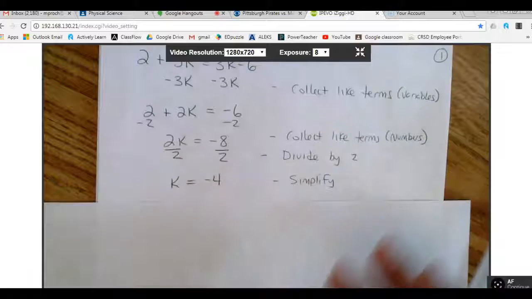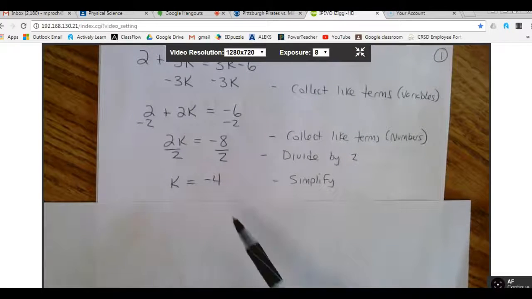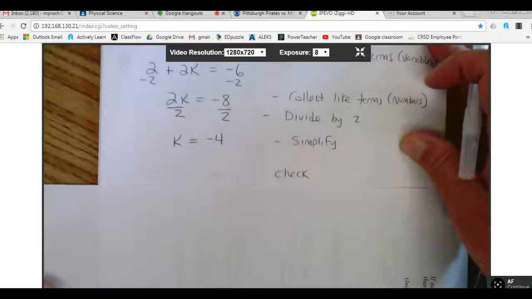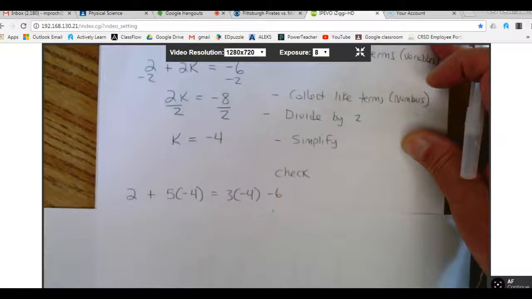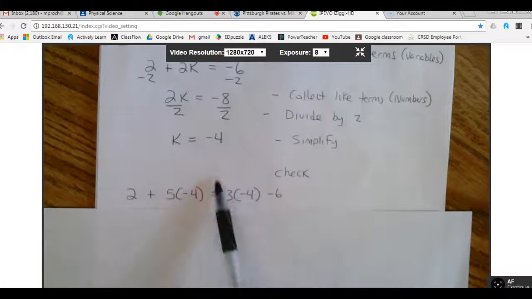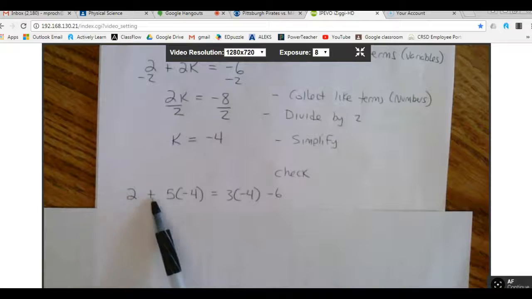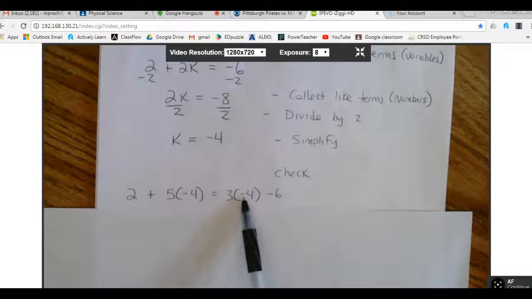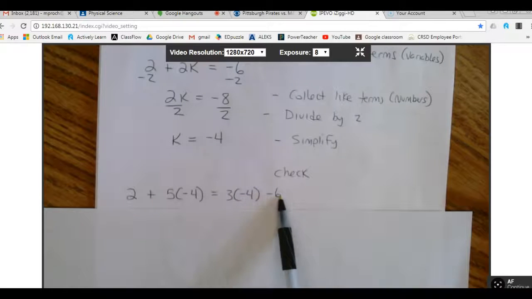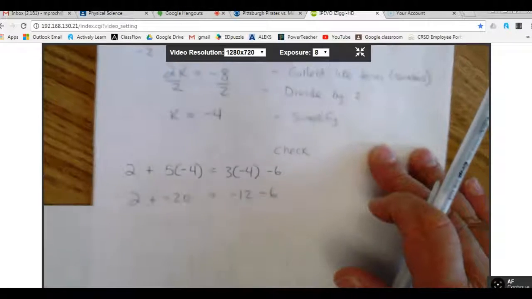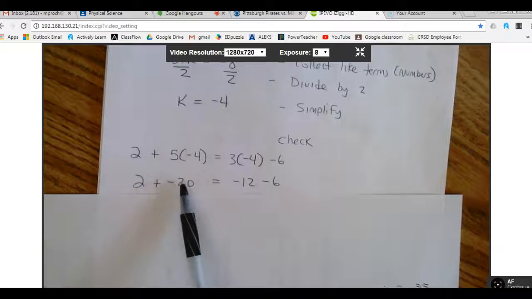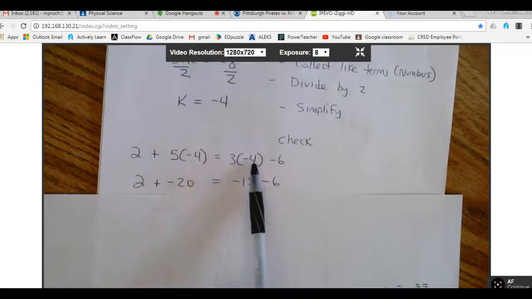And what's really good about algebra is you can check your answers. In the end, you come up with that answer, and I like to check things and know they're right. So we just plug it in. Wherever the k is, we plug negative 4 in. So we go 2 plus 5 times negative 4, because that was a k, equals 3 times negative 4, because there's a k, minus 6. Keep going. Then I figure out what it says. 2 plus 5 times negative 4 is negative 20. That equals 3 times negative 4, negative 12, minus 6, right?